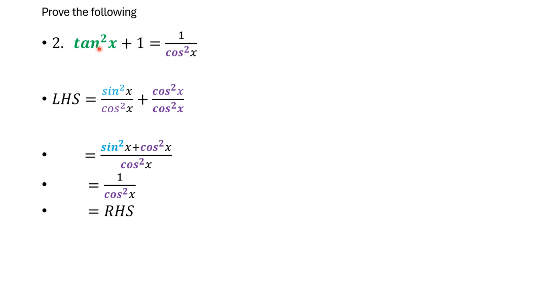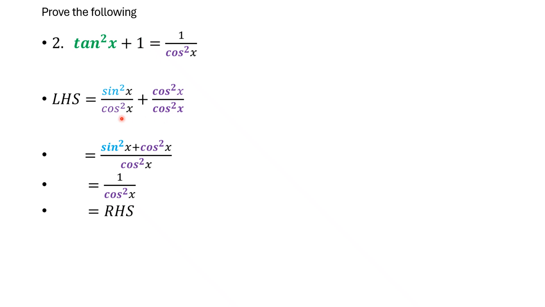Number 2, we have tan squared x plus 1 equals 1 over cos squared x. We should know tan squared x, the quotient identity of it, is sin squared x over cos squared x. Again, to add two fractions, I assume you get it into your head that the denominators must be the same. So 1 we now write as cos squared x divided by cos squared x. Remember, anything divided by itself is 1.